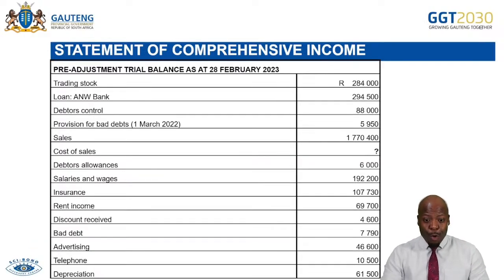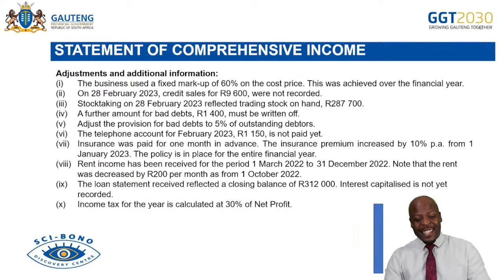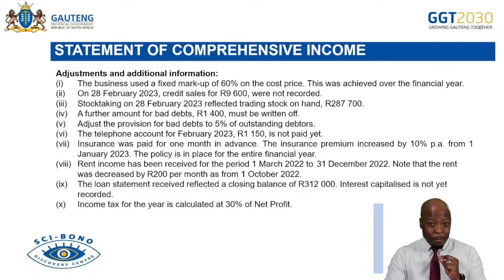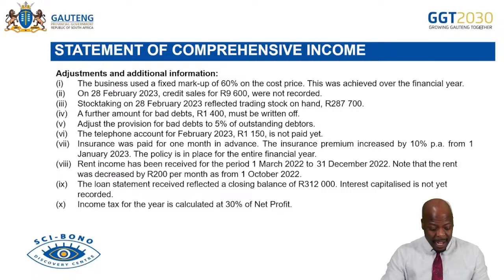All right, let's look. We are given a pre-adjustment trial balance, which is a list of balances as at 28 February 2023. You know what is going to come next? Adjustments. We have about 10 adjustments that we're going to do today. For them to make sense to you, I'm going to break them down one by one and explain. Once you understand, you tell me, Mr. Simbi, I've understood, and then I'm going to move on to the next adjustment. Are we okay? Okay, let's do that then.